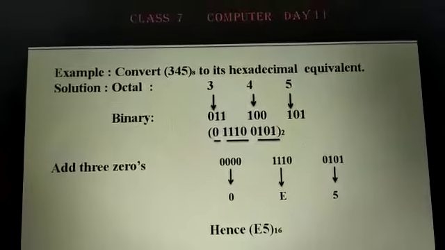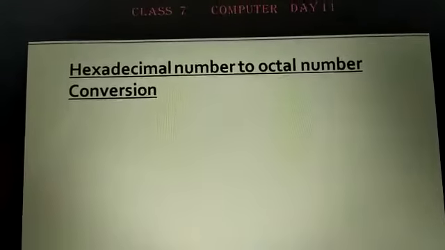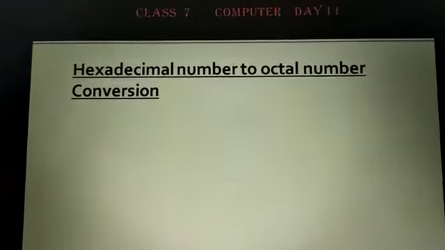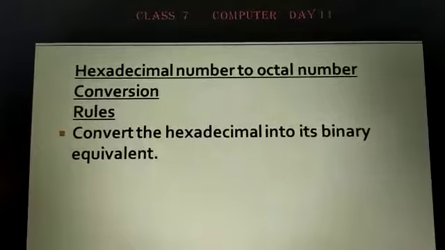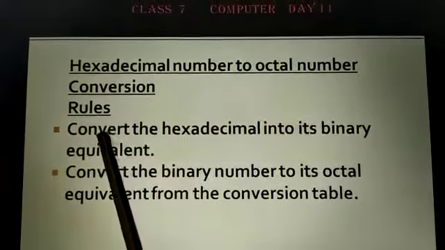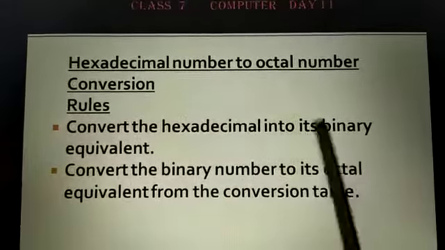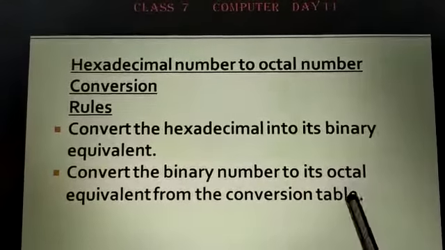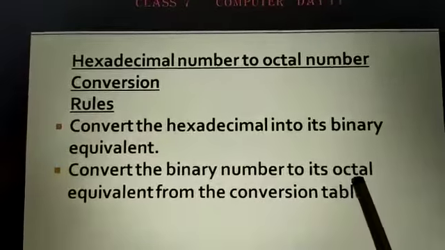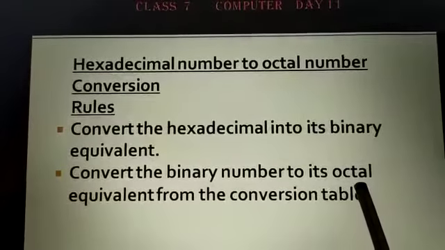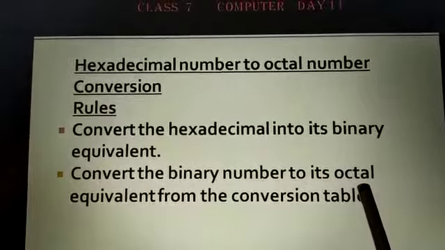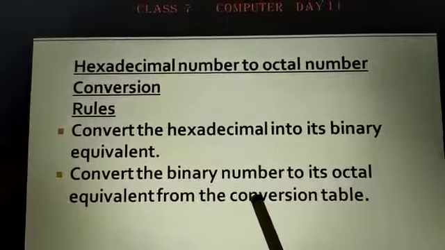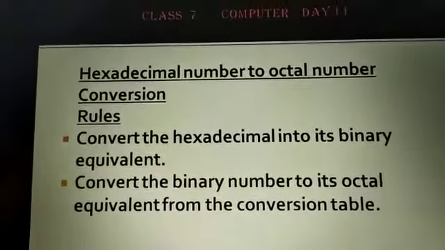Now moving on to one more conversion, which is hexadecimal number to octal number conversion. So let's see what the rules are. First step is convert the hexadecimal to binary, and the second one is convert the binary to its octal, just like the previous one which we have seen earlier. But here, since we are converting into octal, this time how many bits will a single group have? We will form groups of 3 bits. Understood?